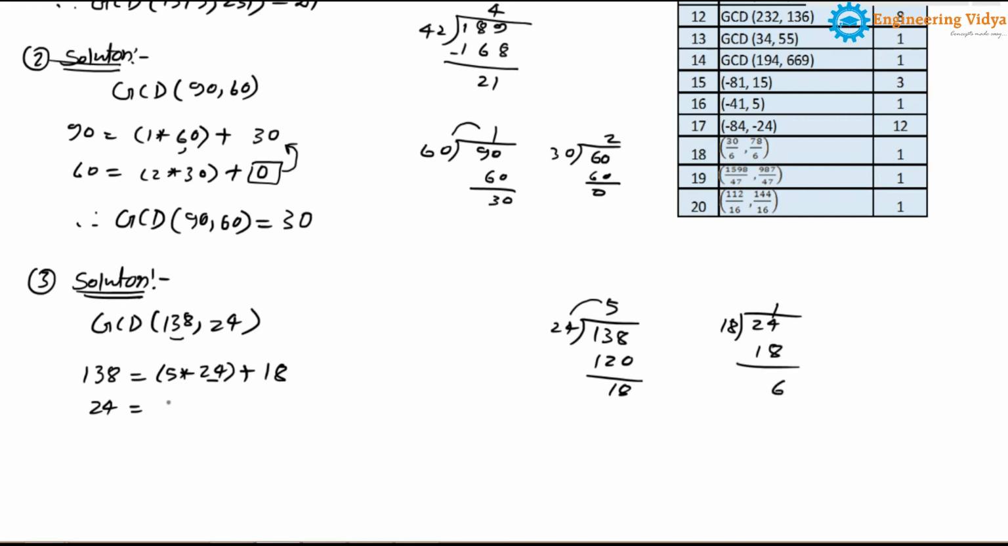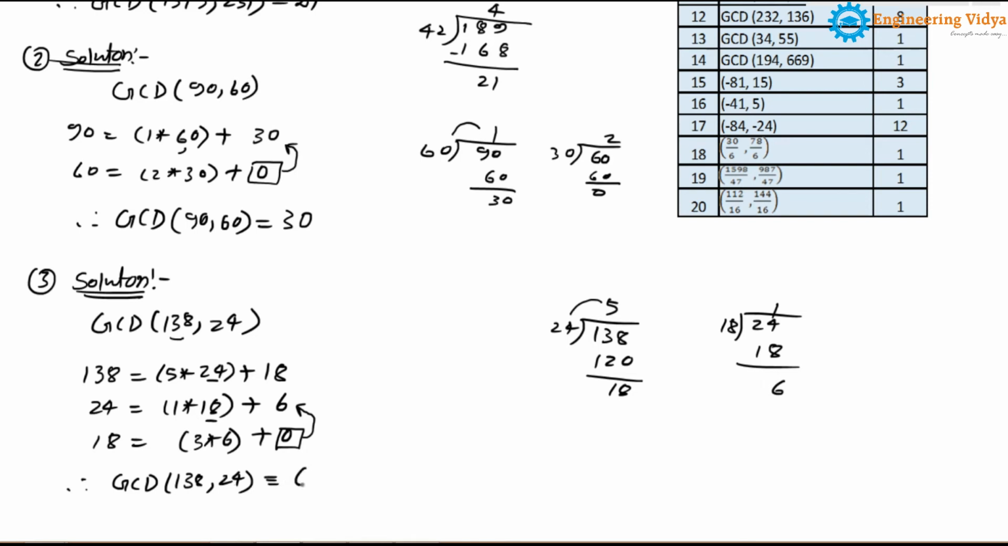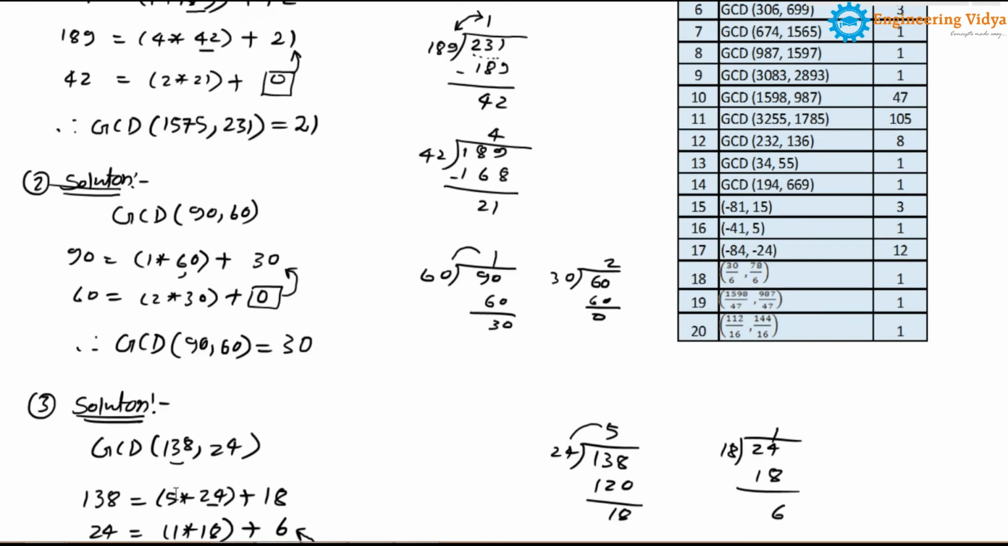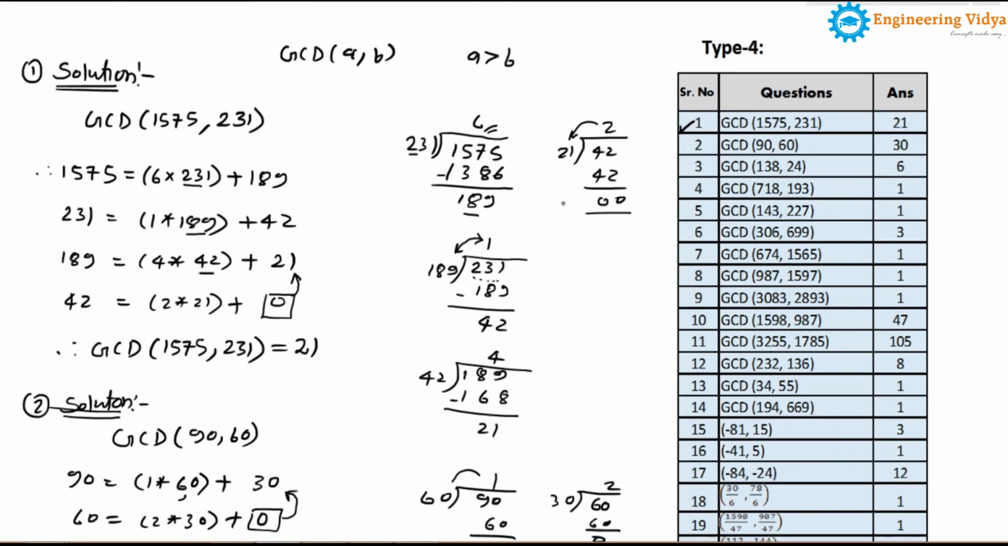So 24 is 1 into 18 plus 6, and here we have 18. So we'll write 18 over here. 18 is 3 into 6 plus 0, right? So hence we can say, above the 0 the answer is 6. So therefore GCD of 138 comma 24 will be nothing but 6. So this is the answer. We have solved sum number 3 also. So here we have solved sum number 1, sum number 2, and sum number 3.